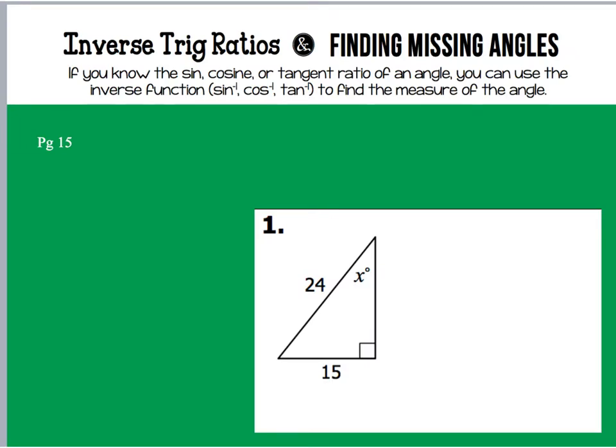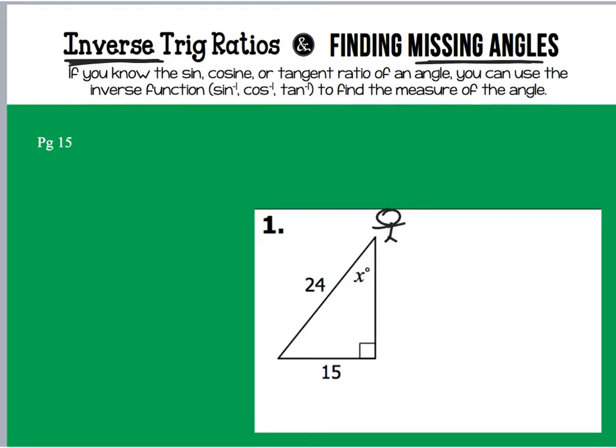Welcome to Unit 7, Day 3. We're going to talk about inverse trig ratios. So this is new for you. What we're going to be doing now is finding missing angles. Up until now, we've been finding missing sides. So basically, the steps are not going to change.